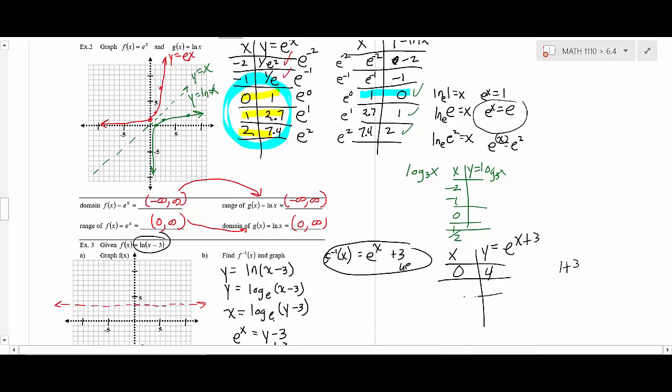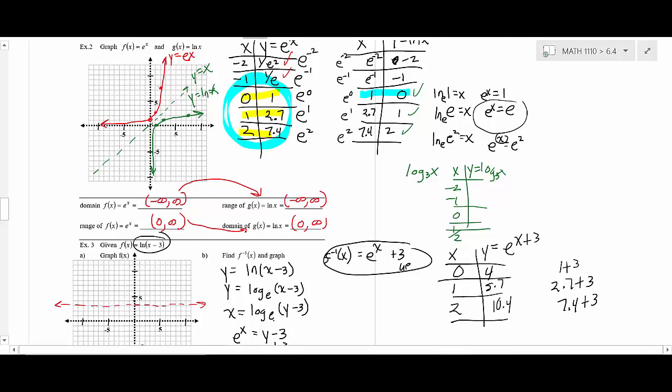The next point, you've got an x value of 1. If you do 2.7 plus 3, that's going to give about 5.7. Then the next point, you still have the same x value 2, and that y value is 7.4. So shift that up 3, that's going to take you up to about 10.4. Now you just need to plot those points, and that's good enough.